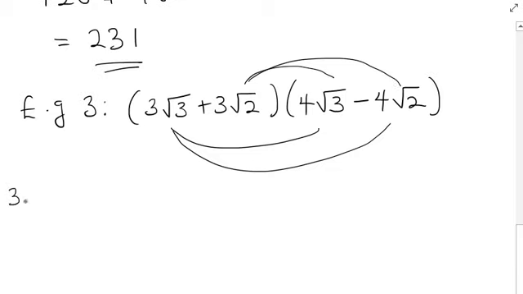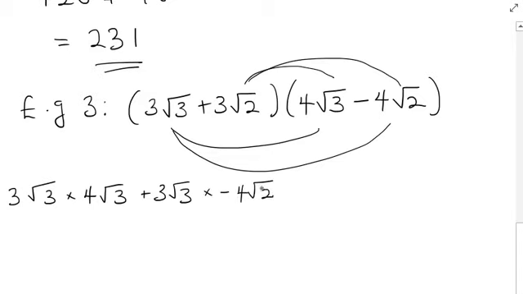So that will be 3 root 3 multiplied by 4 root 3, then plus 3 root 3 multiplied by minus 4 root 2. And we now come to the second expression here, plus 3 root 2 multiplied by 4 root 3, then plus 3 root 2 multiplied by minus 4 root 2.